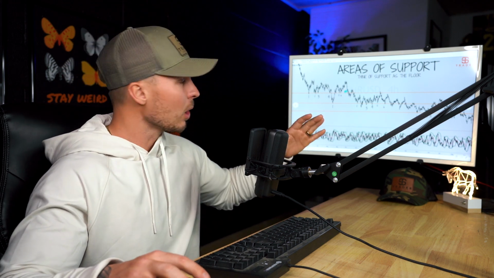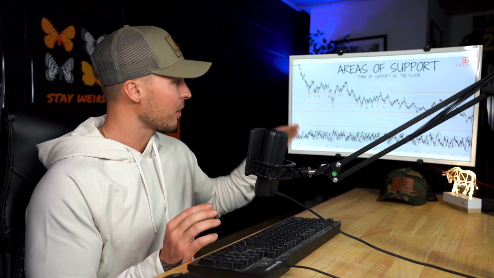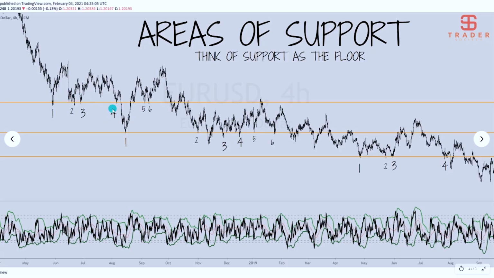So going forward, I'm marking off areas of support. As you can see, we want to get as many touches on an area of support as we possibly can. And we're going to go to TradingView after this section of the video is done, and I'm going to mark up areas of support exactly like I do on my day-to-day basis when I'm in the market. But going forward, we have now broken this specific support zone right here.